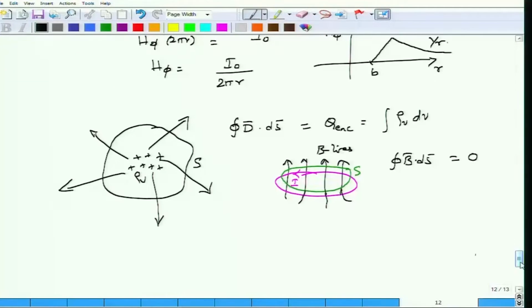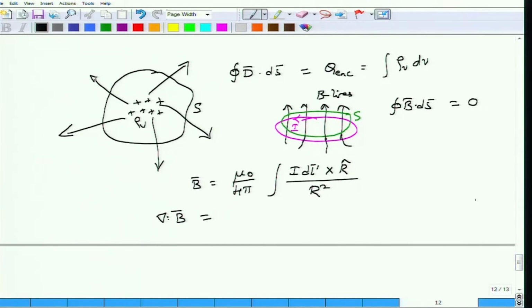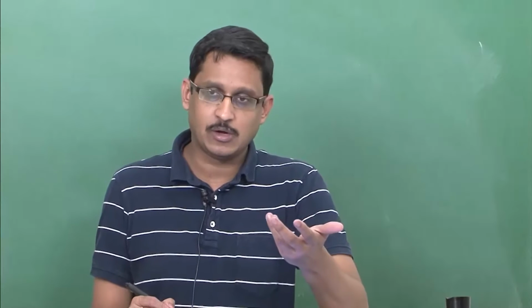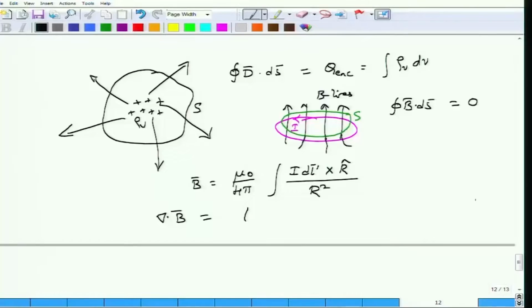Mathematically you can show this. You can go back to the expression for B using Biot-Savart's law, mu 0 by 4 pi integration of I dl prime cross r hat divided by r square, and to get the point form you can find del dot B, the divergence of B. Remember that del dot goes inside the integral because the del operator is operating on the field point. So you will get mu 0 by 4 pi integral of I dl prime and del cross r hat by r square.